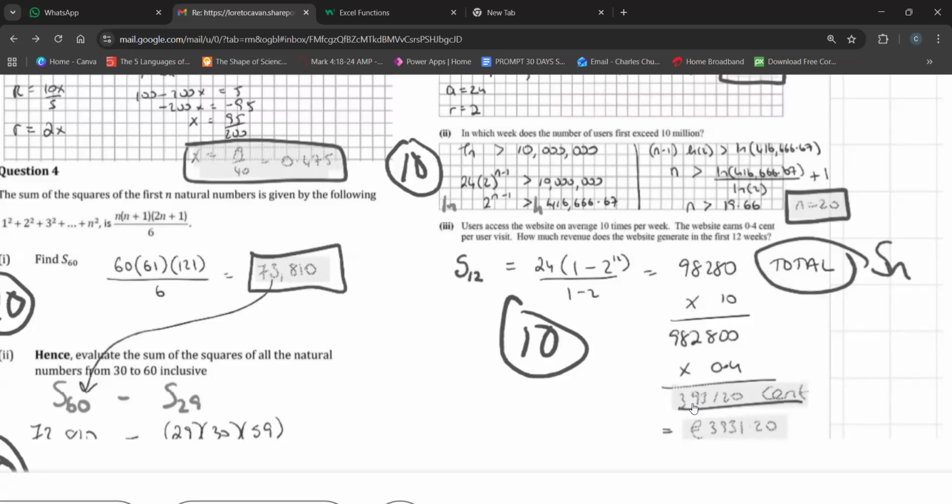you get that answer. We will now multiply it by 10 because that's the average number of times per week they visited the website. And that's why after getting the answer from the sum of the first 12 weeks, we're multiplying it by 10. And then after multiplying by 10, we have to multiply it by 0.4 because each visit costs 0.4 cents. That's why we're multiplying by 0.4. And then eventually, whatever we get as cents, we can convert to pounds by dividing by 100. Okay, so yes, it's clear now.